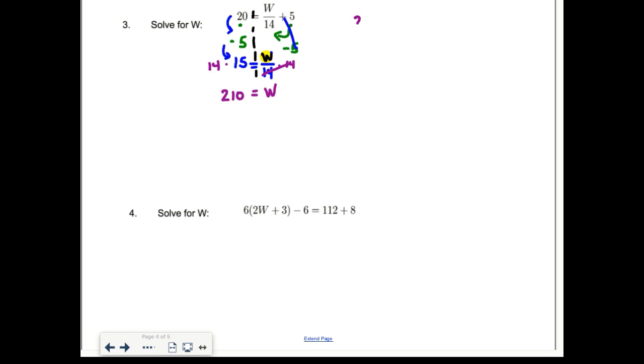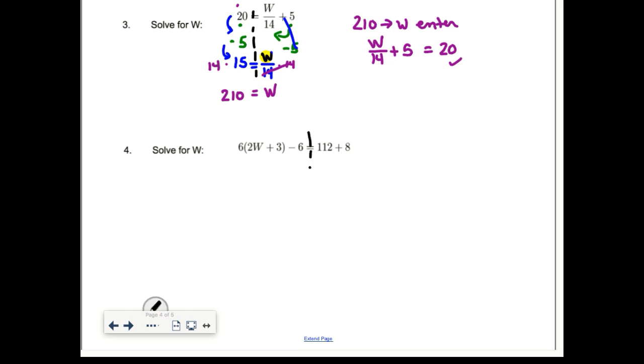Again, check your answer. If you store 210 into W and hit enter, and you do W over 14 plus 5, it should give you 20, which then is equal to 20. So that checks, because this side over here is only 20.